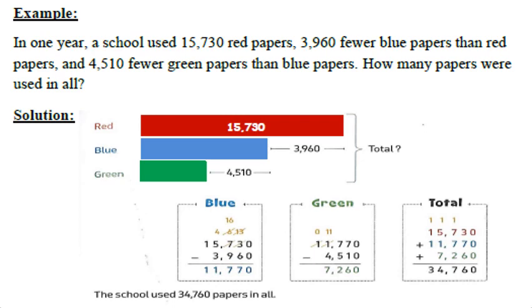Here we have the number of green and the number of blue, and he already gave me in the story problem the number of red papers. After that, he wants to know how many papers were used in all. All here means I'm going to add the three numbers to get the total: 15,730 plus 11,770 plus 7,260. So the answer will be 34,760.